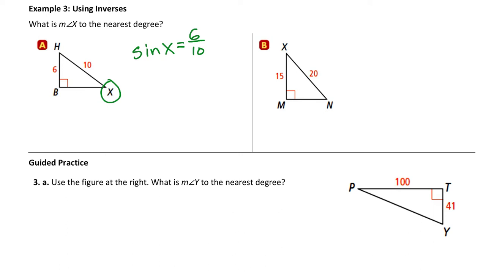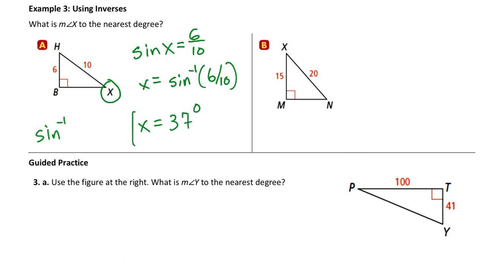To solve this, you're going to take the inverse sine, and it's going to be a button that looks like this on your calculator, sine to the negative 1. So x is really the inverse sine of 6 over 10. I'm going to have to help you find that function in your calculator, or help you use a calculator that will work to help you find the measure of an angle. If you put that in right, the angle measure is going to be 37 degrees to the nearest degree. That's the nearest whole number.